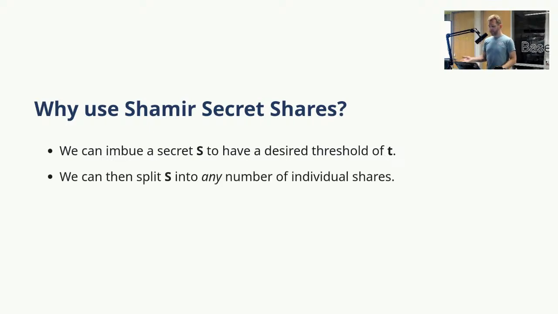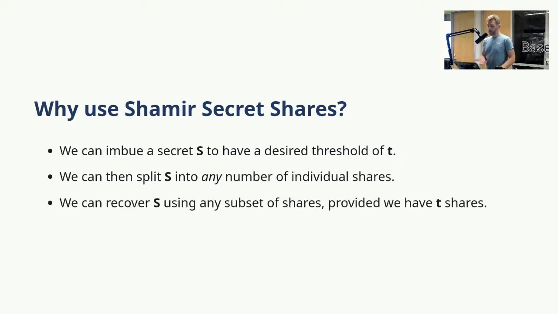Then we could split that secret into any number of individual shares that we want. And then we can recover our secret using any subset of shares, provided we have T number of shares. So Shamir secret sharing is used in a lot of recovery, like password recovery systems, where you want to split up your secret and then have a way to recover it. You don't want your password to be so fragile that if you lose one of the shares, you also lose your password. So you want to be able to recover your password just using a subset of those shares.